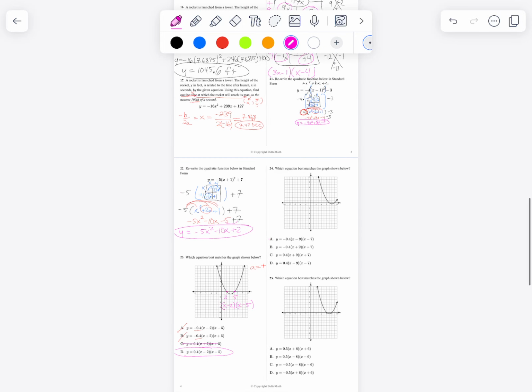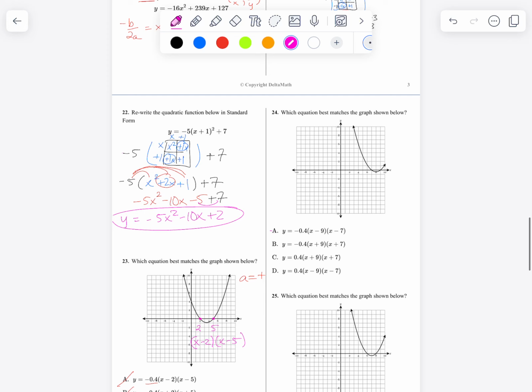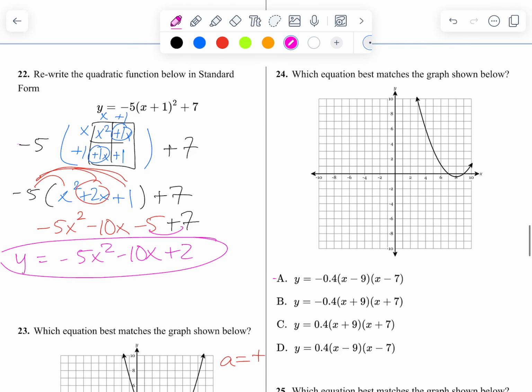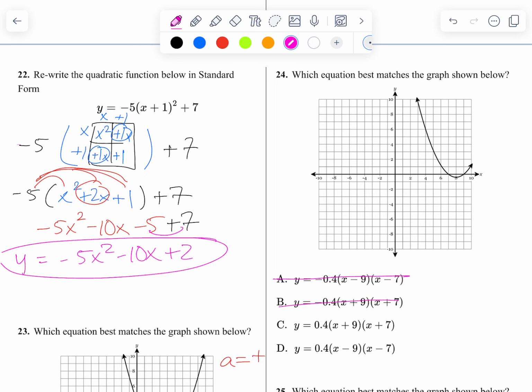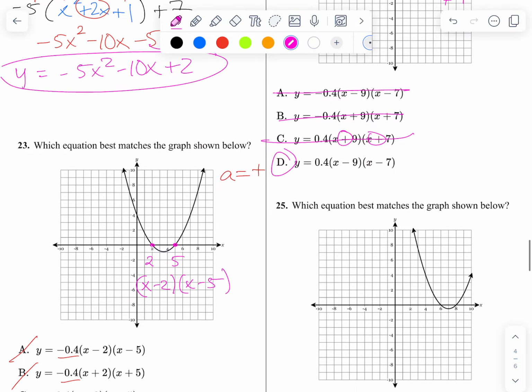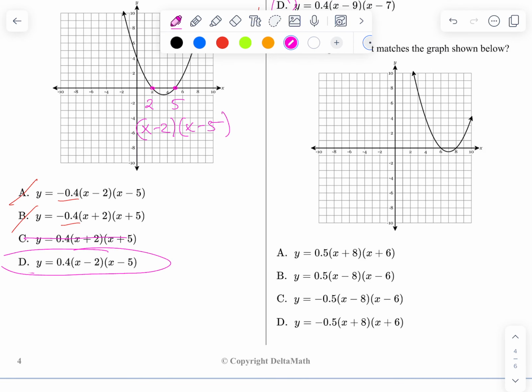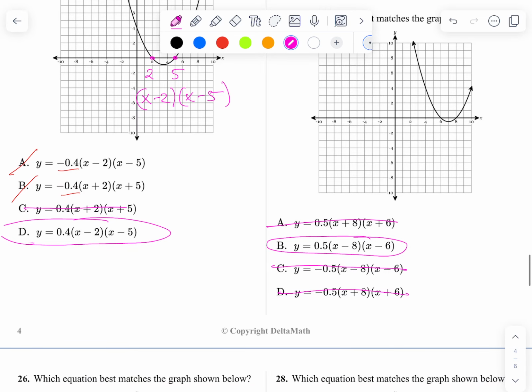And then I'll take a look at 24. I know it's smiling, it's facing up because of the shape. So I know the A numbers that are negative are out. Looking for the two spots here. This is 7 and this is at 9. So it's got to be x minus 7 and x minus 9. This one has pluses, so this one's out. So that should be the answer. This one's also smiling. The A number has to be positive, so these ones are out. And it's to the right here at 6 and 8, but they have to be the opposite, so it's going to be the minus, not the plus.